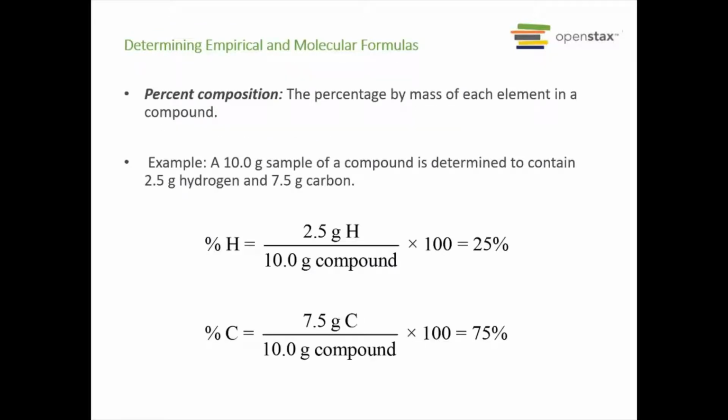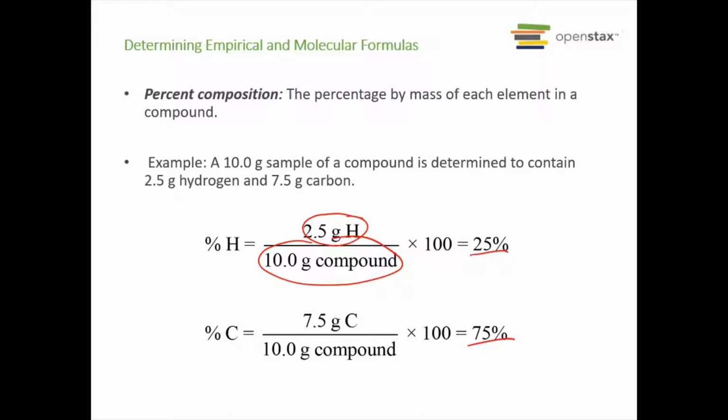So let's first talk about percent composition. This is the percentage by mass of each element in a compound. We touched on it in chapter 2. For example, if we have a 10-gram sample of a compound and we find that it has 2.5 grams of hydrogen and 7.5 grams of carbon, percent hydrogen is equal to the amount of hydrogen divided by the total compound. So 2.5 grams of hydrogen divided by 10 grams of the compound, 25%. And then the rest is carbon, 7.5 divided by 10, 75%.